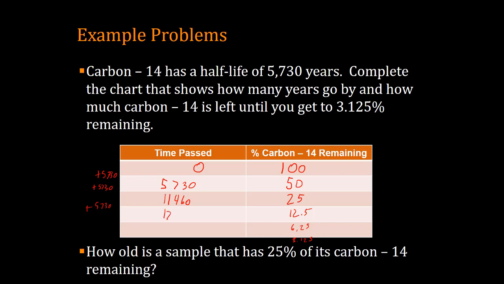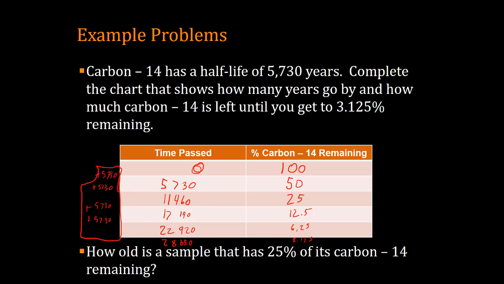So 17,190, and then another 5,730 gets me all the way to 22,920, and then finally to get to 3 1/8% left, I've got to add on my last 5,730 and get 28,650. So 28,650 years from time 0, we get to 3.125% of the carbon-14 remaining. And that's because every half-life is the same amount of time, 5,730, and it doesn't decay the same amount of stuff, it always decays half of what's there.